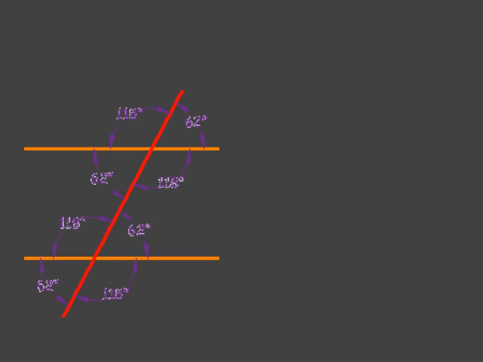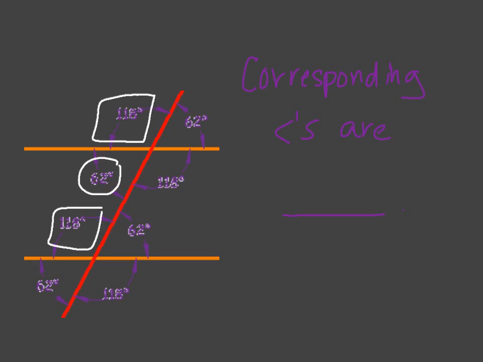All right, next rule. Let's take a look at corresponding angles. I think this should make sense because corresponding angles are in the same position, right? So if they're in the same position, then they have to be the same measurement. If we look here, 118 and 118 in the same position, 62 and 62 in the same position. We can come over here to the top right corner, 62 and 62, same position.